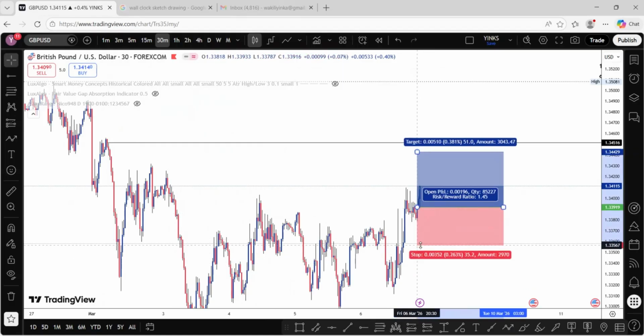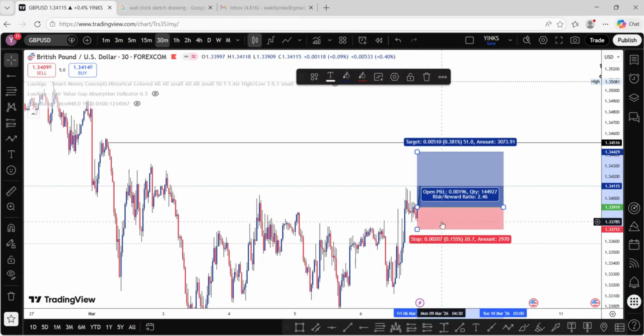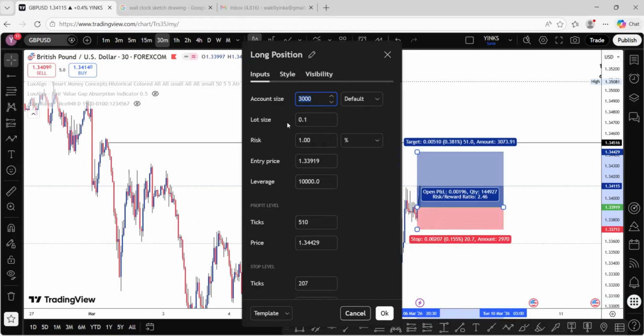And where is my risk level? My risk level is right here. And let me say I'm risking 20 pips.